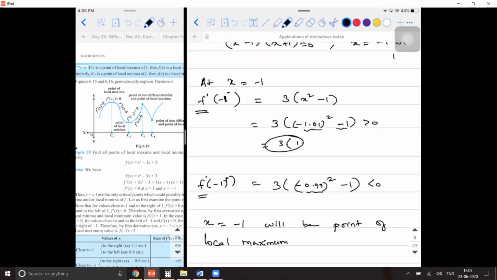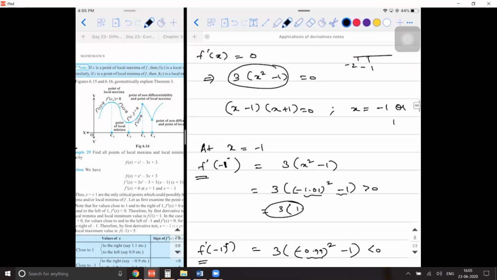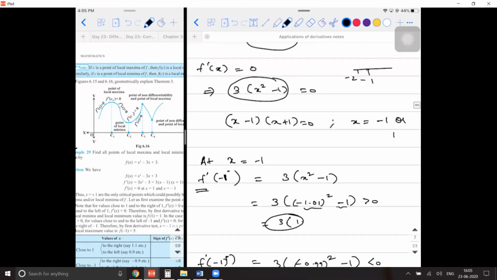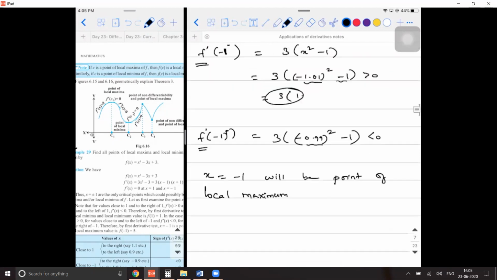Sir, for f'(−1⁻), if we substitute minus 0.99 squared there, then... You should not substitute minus 0.99 squared, because what is on the left of minus 1? It should be a value which is less than minus 1. Okay, sir. Thank you, sir.